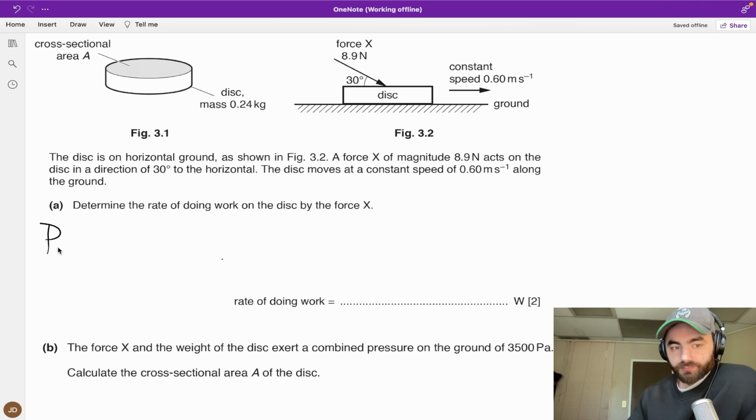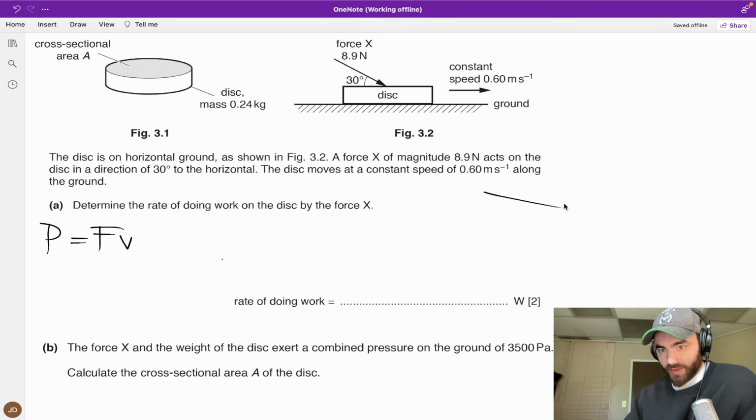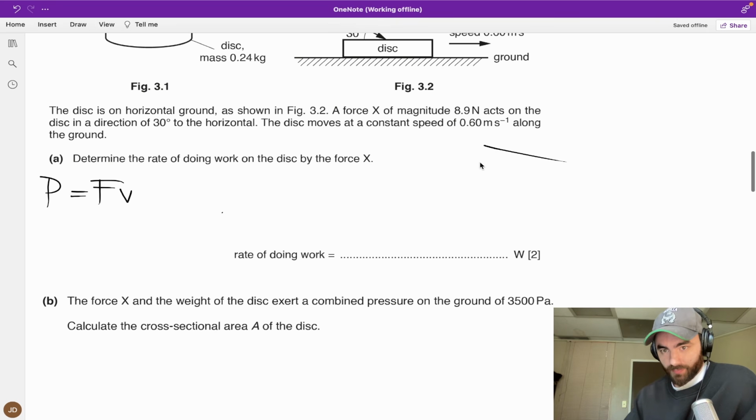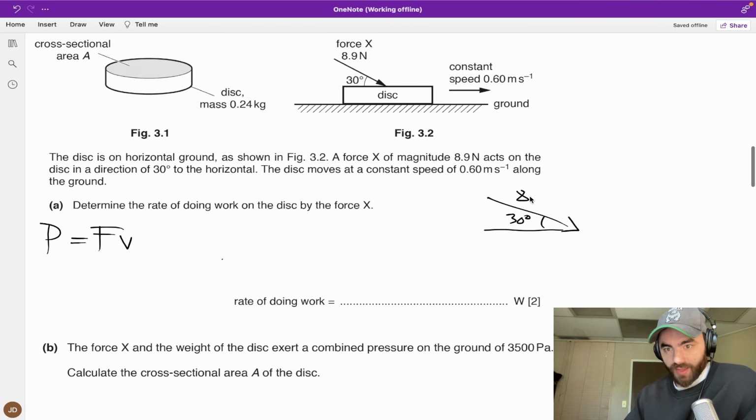And power is force and velocity, where force and velocity are acting in the same direction. So we need the component of the force acting in the same direction as the object is moving, or as the speed or velocity. Right, so we have some force here acting at some angle, 30 degrees. It's a force of 8.9 newtons.